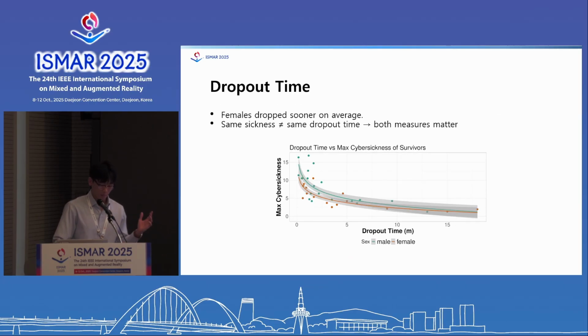So this figure plots dropout time against the maximum cybersickness score reported on the questionnaire. So you can see females in orange tended to drop out sooner than males, but I want to highlight, you can notice some participants reported the same maximum sickness score, yet one might quit 5 minutes earlier than another. That's why questionnaires don't tell the entire story, and dropout time gives us an objective measure of VR tolerance that complements self-reports and captures the actual moment someone can't continue.